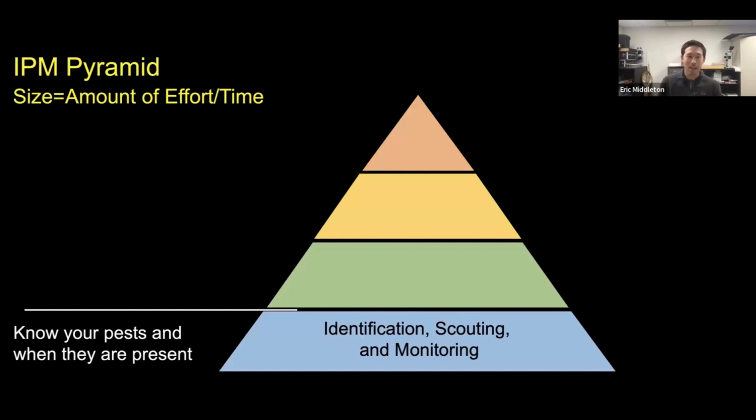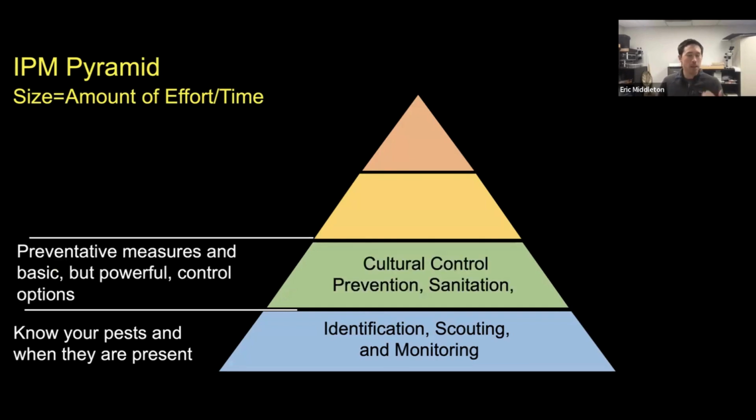You need to know your pests, and you need to know when they are present in order to make any other sorts of decisions about how to manage them. Additionally, then we have cultural control, prevention, and sanitation. And these are usually preventative measures that are quite basic and usually quite old, but also are extremely powerful and are oftentimes very difficult for pests to adapt to.